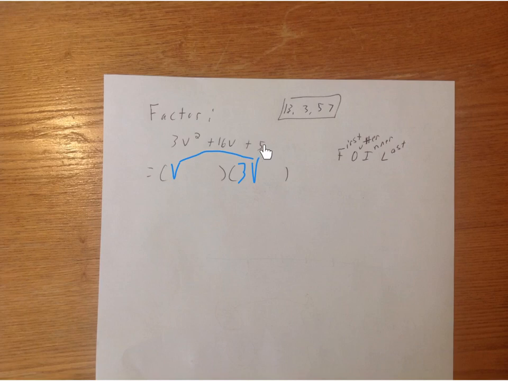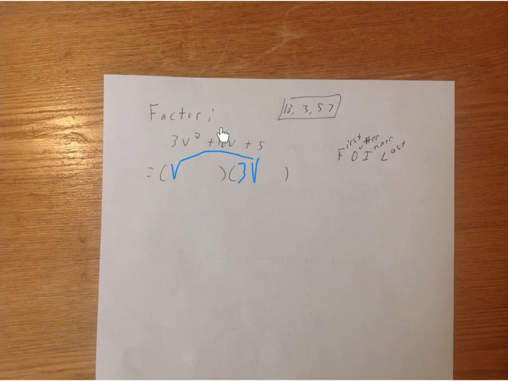Well, here we need the product of the last terms to be 5. I can only think of 1 and 5 as the only thing to give you a product of 5. So you could have the 1 or the 5 here, and then the other one here.